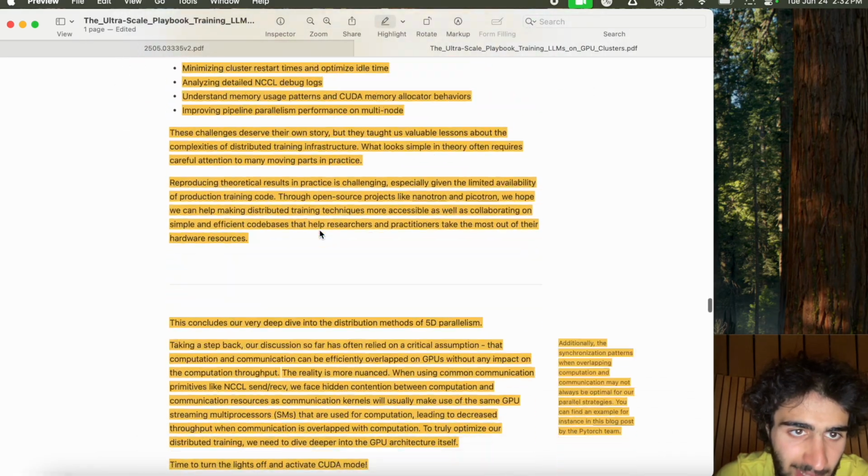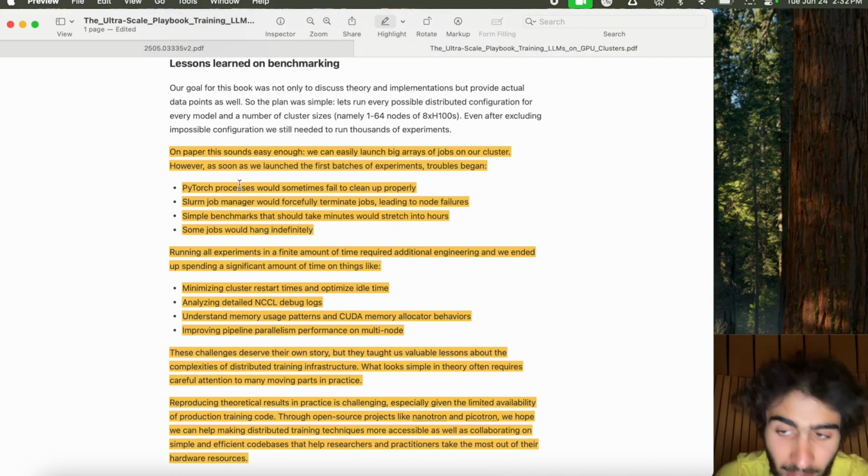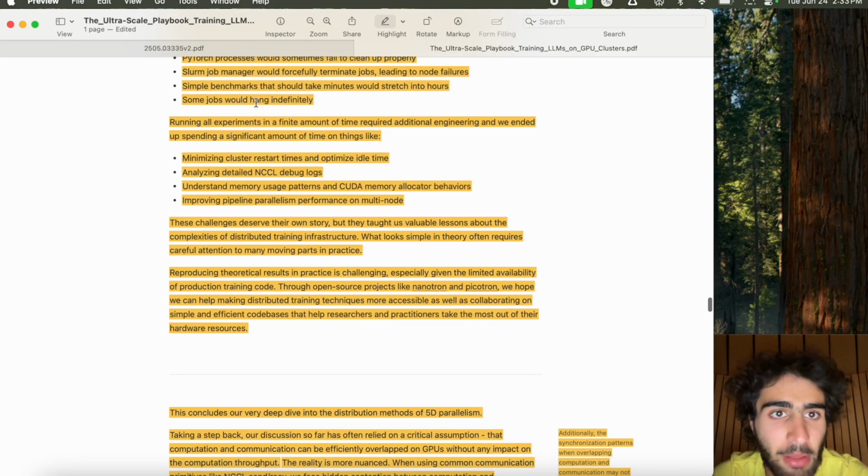And let's look at some lessons learned that were taken away by the team during the training runs which they conducted to get this graph up above. One was that PyTorch processes sometimes fail to clean up properly. The Slurm job manager, which I think is what is scheduling all of the jobs, forcibly terminates some, leading to node failures. Simple benchmarks that should take minutes stretch to hours. Some jobs just never get completed.